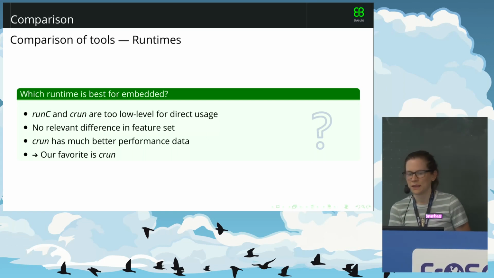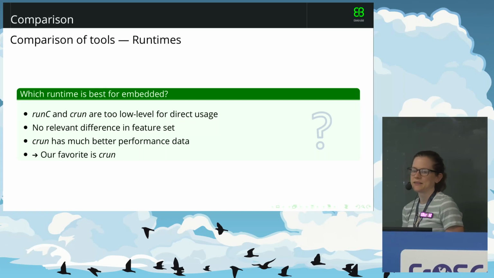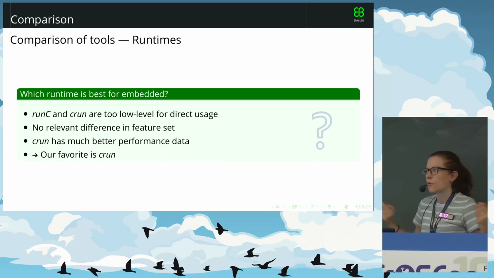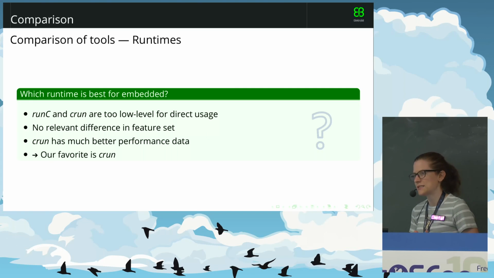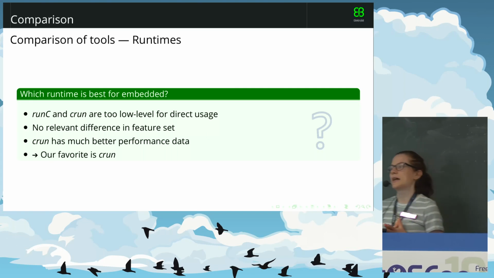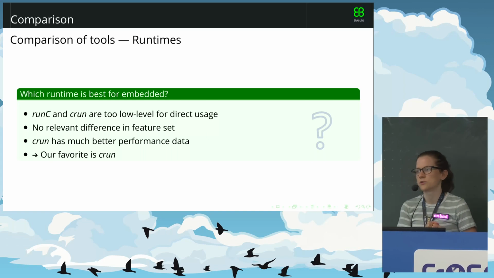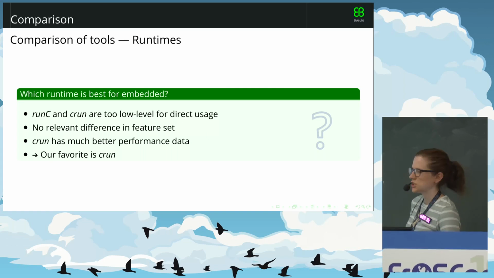What now to choose? Which runtime is the best for embedded? Well, runC and crun are a little bit too low level for direct usage, but one of those we will need. From our point of view, there is no real difference in feature set. crun doesn't need to comply to the latest OCI standard. It fully implements it, but it can implement something else on top. And normally, those features are interesting. And as it has the better performance data, we would just prefer crun. Just blame performance reasons here.